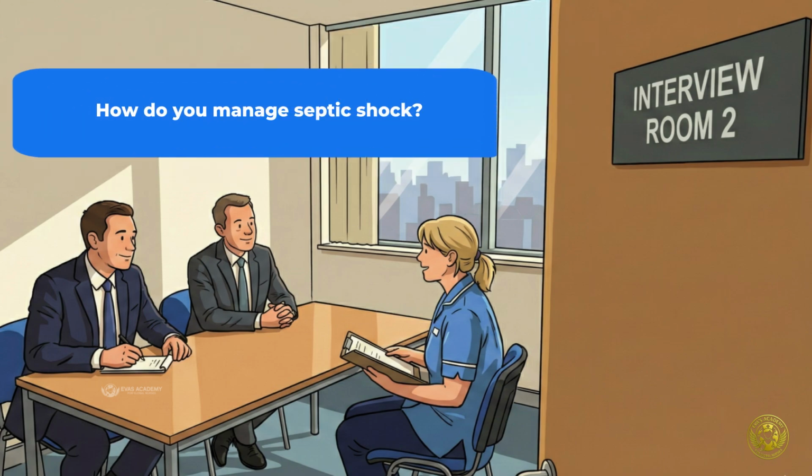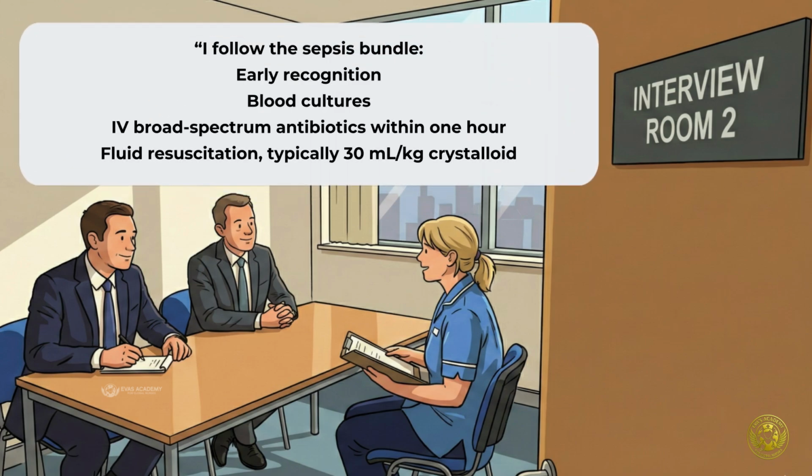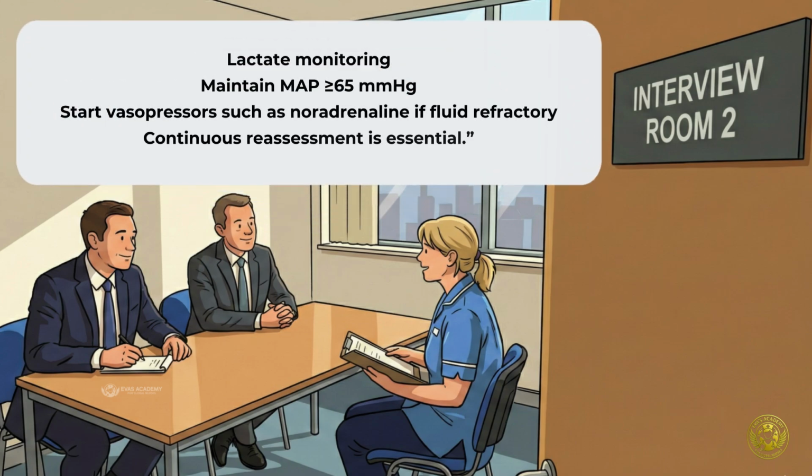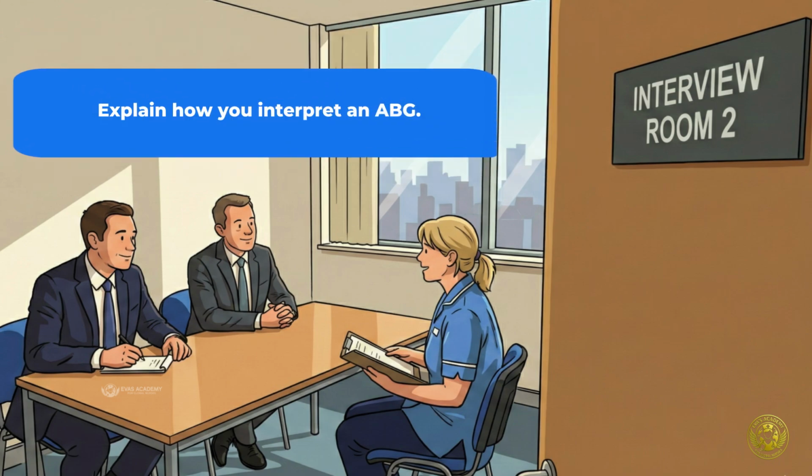How do you manage septic shock? I follow the sepsis bundle. Early recognition. Blood cultures. Broad-spectrum antibiotics within 1 hour. Fluid resuscitation, typically 30 milliliters per kilogram crystalloid. Lactate monitoring. Maintain MAP greater than or equal to 65 millimeters of mercury. Start vasopressors such as noradrenaline if fluid refractory. Continuous reassessment is essential.